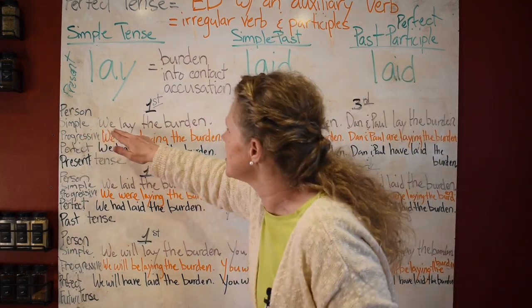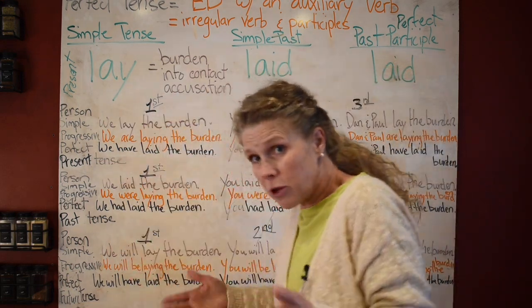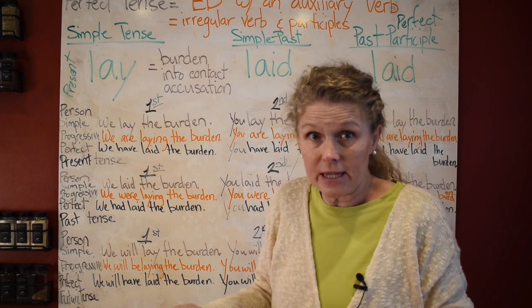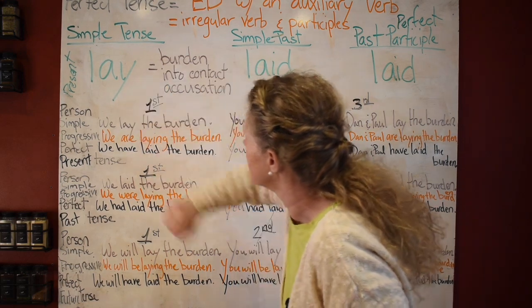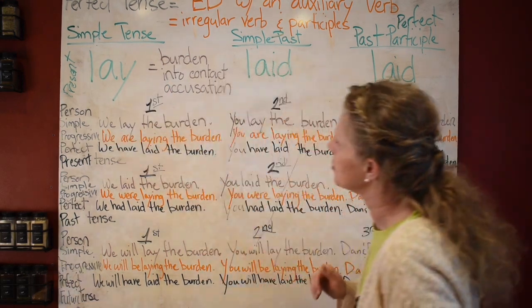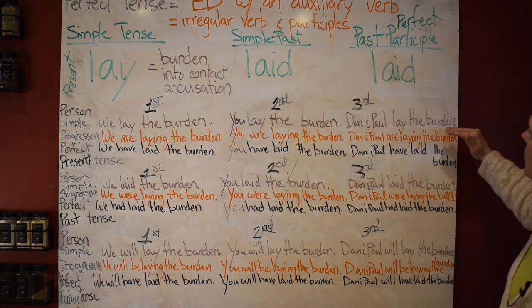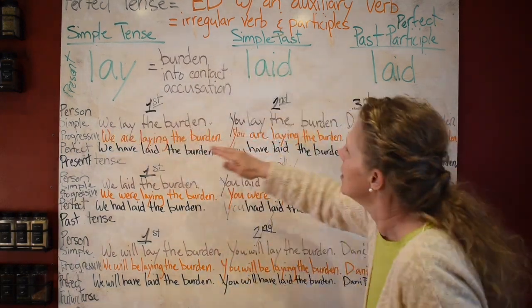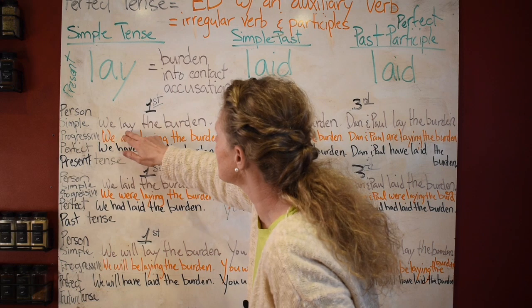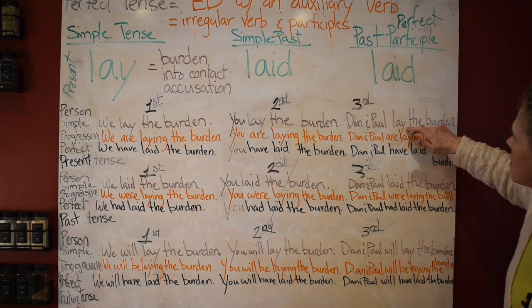So then the simple, I went plural. So all of these are in the plural. And plural is easier than singular. So we have we lay. We lay the burden. You lay the burden. Paul and Daniel lay the burden. See, nothing changes. We just use this. It's all plural. That is the plural subject, plural verb, plural subject, plural verb, plural subject, and the plural verb.